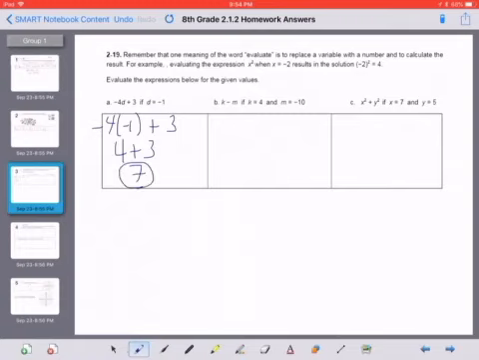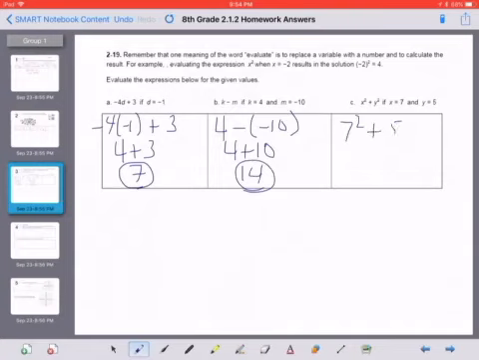For B, I'm replacing k with 4 minus a -10. So I have to change subtraction into addition. So it becomes 4 plus 10, which is 14. I can follow my keep, change rule. For C, I'm going to do 7 squared plus 5 squared. So I get 49 plus 25, which ends up being 74.